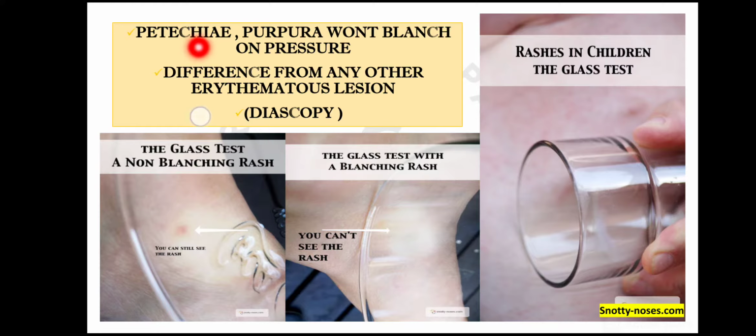So petechiae and purpura don't blanch on pressure. That means they don't disappear on applying pressure with the glass. While the erythematous lesions are blanching lesions. They blanch on pressure. So this is an important test. Sometimes it is asked in problem-based questions or viva.